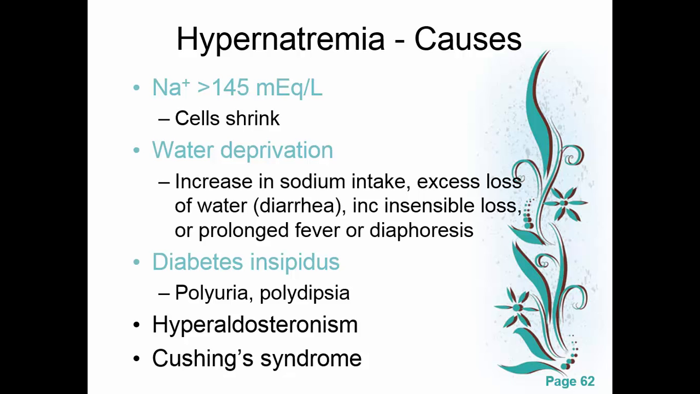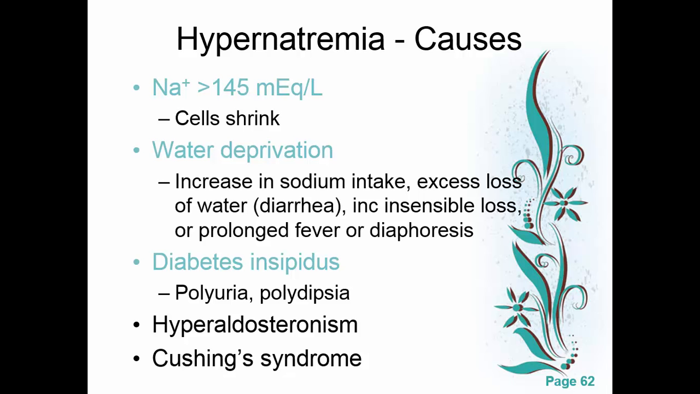Your hypernatremic causes, this is when the cells shrink. This could be from water deprivation, increase in sodium intake, excessive loss of water through diarrhea, an increase in the insensible loss, which could be from sweating, or prolonged fever or diaphoresis. Diabetes insipidus is a decreased response to antidiuretic hormone, which can result in profound diuresis that results in water deficit and hypernatremia. So they end up with polyuria and polydipsia.